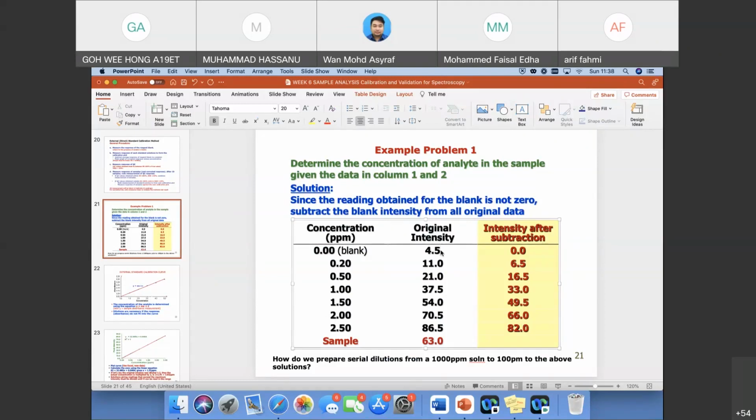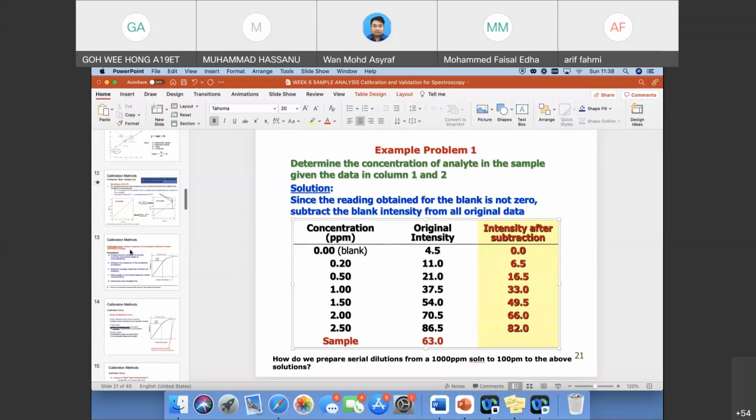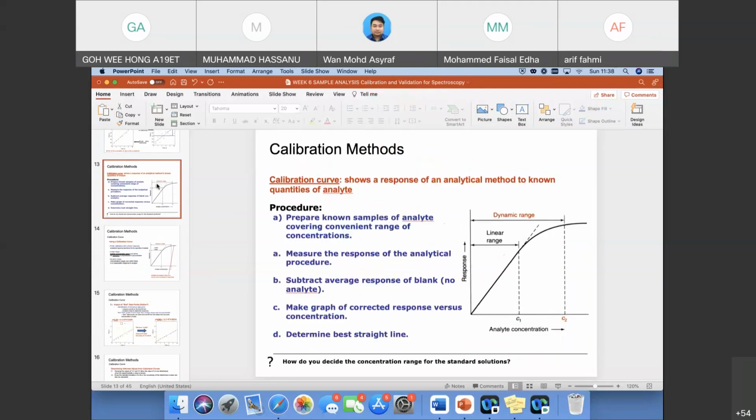Do you understand this? Sometimes your blank would be absent of your analyte, but it will give some sort of signal as well. Do you understand where you need to subtract? Okay, Ho Yi Ning said understood. Alright, good. If you guys have any questions, you can stop me and ask me straight away.